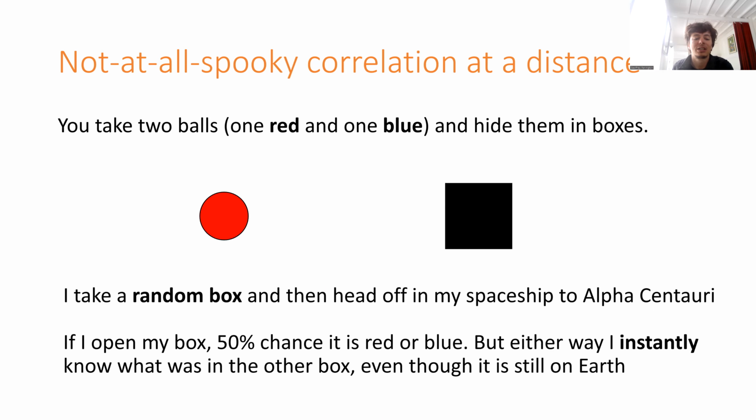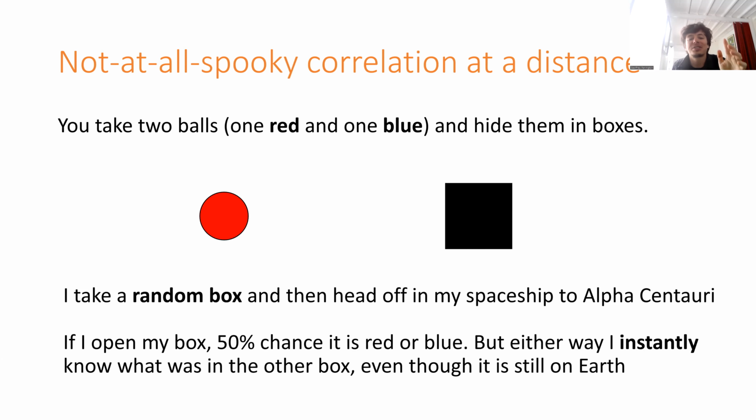But then when I get there, I can open my box. 50% probability I'll see it's red, 50% I'll see it blue, but it's one color or the other. But whichever it is, I then instantly learn what was in the other box. If I see red, I instantaneously know that if you open your other box, you will see blue, even though you're light years away and there's no way for me to signal to you or vice versa. Okay? But obviously this doesn't involve any information traveling at the speed of light. It's just that these are 2 correlated outcomes from one another that were created by the fact that I took 2 balls in the first place and one of them was red and one was blue.